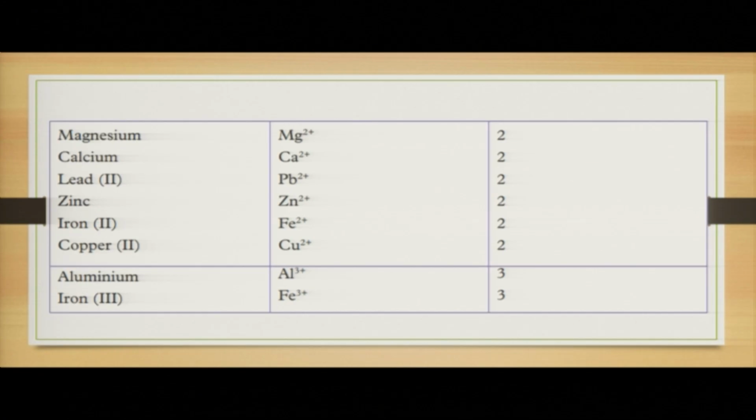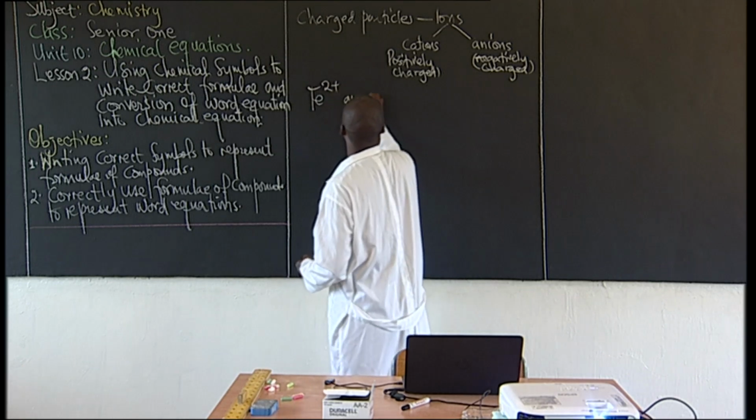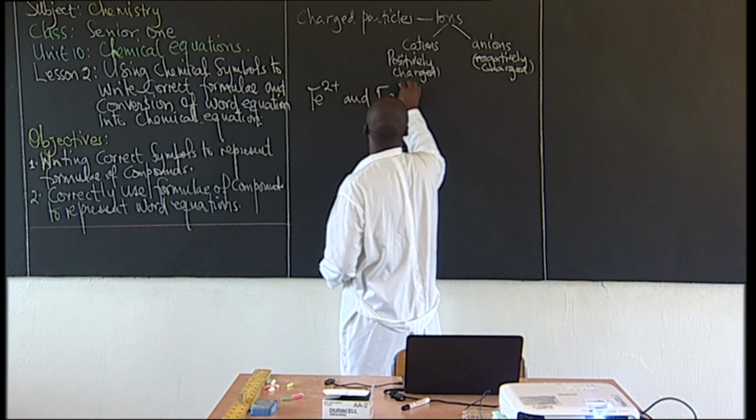There is a difference there that you need to note. Why are we mentioning lead 2? It means there could be another lead. Why are we saying iron 2? There is iron 3. That's why we can't say just iron. That is very important. So we have iron 3 and we have iron 2. So you need to take note of that. Iron 2 and iron 3.